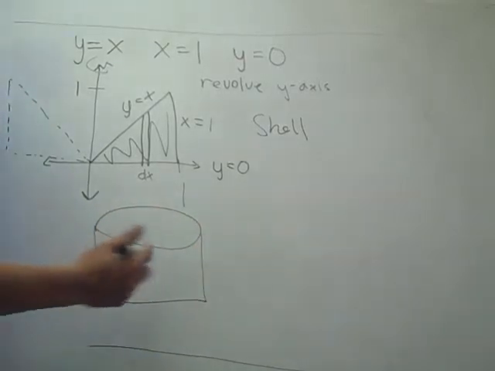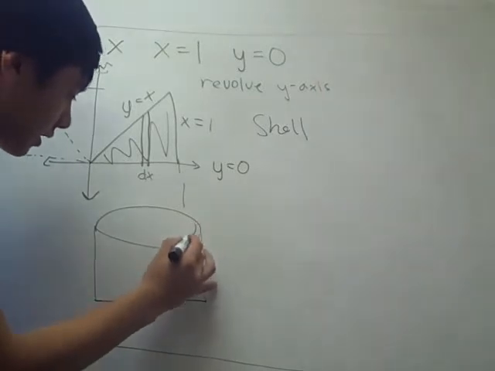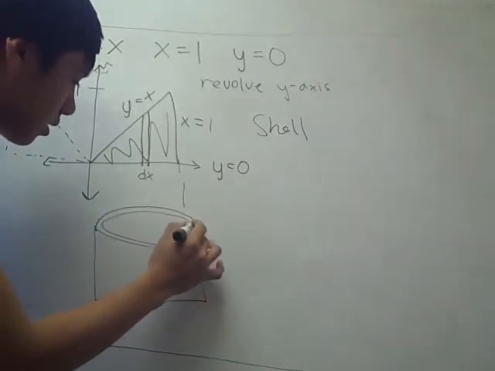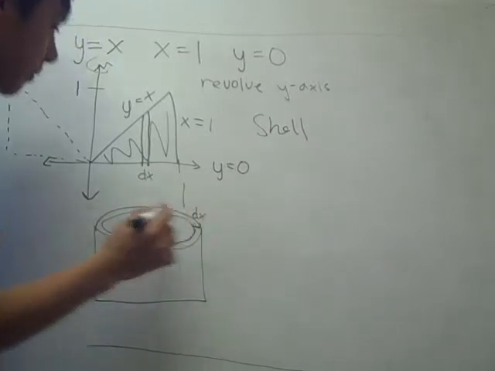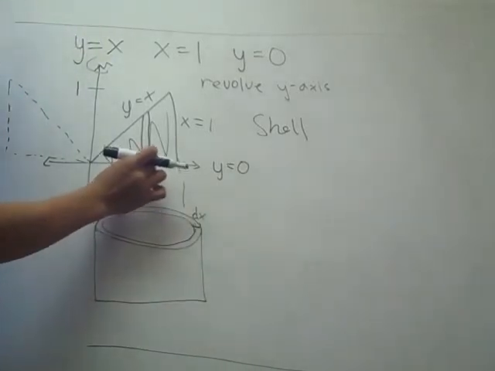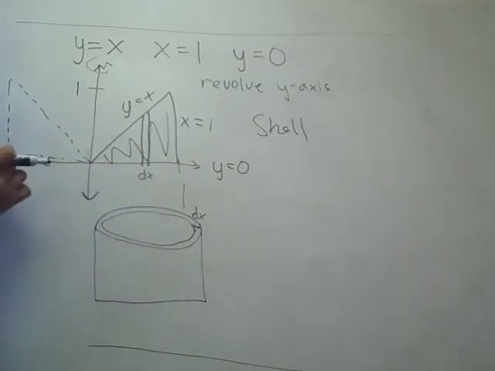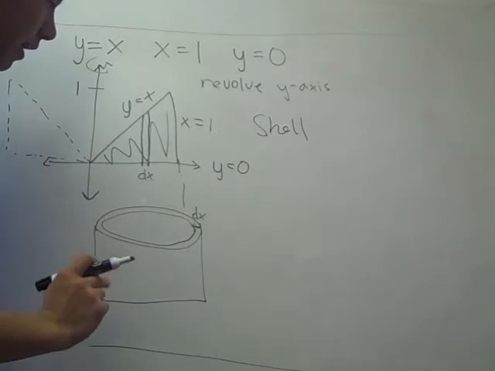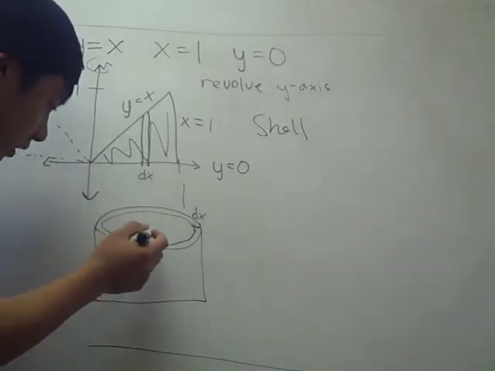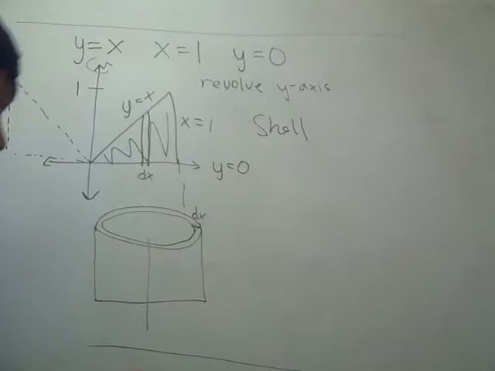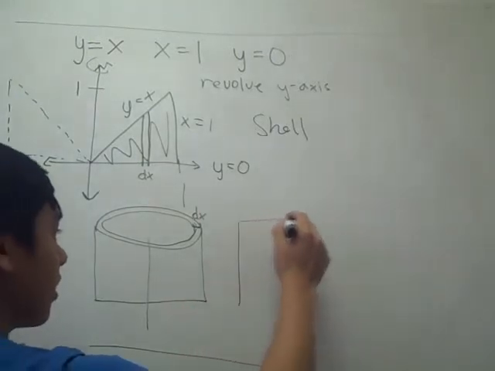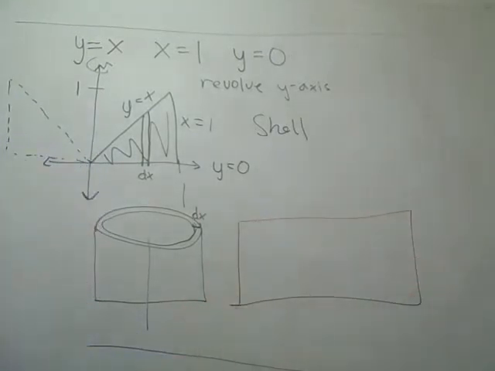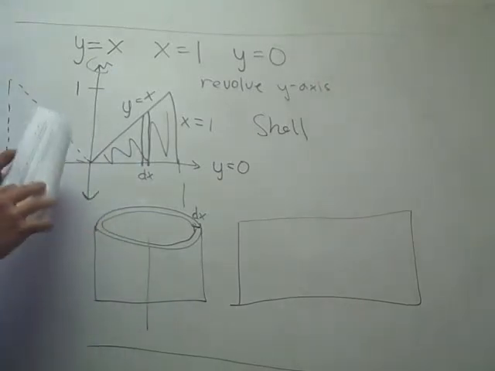It's like a soda can. So you have a thickness that's dx. You can take one bar of this and rotate it around the y-axis, and that's going to give you a shell. And then you're going to take the shell and cut it open, and that's going to give you a sheet of paper, just like if you had a sheet of paper like this.